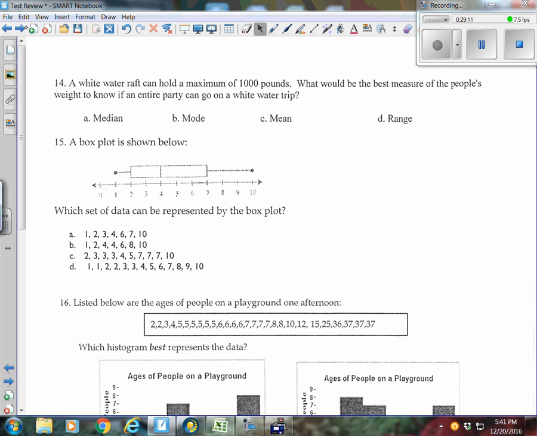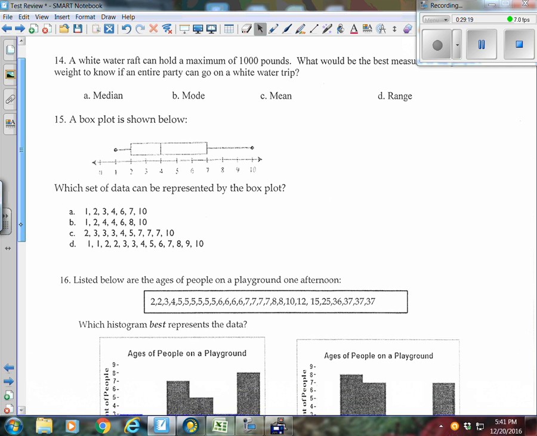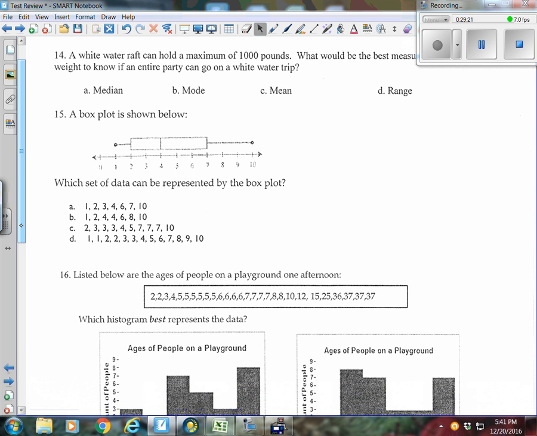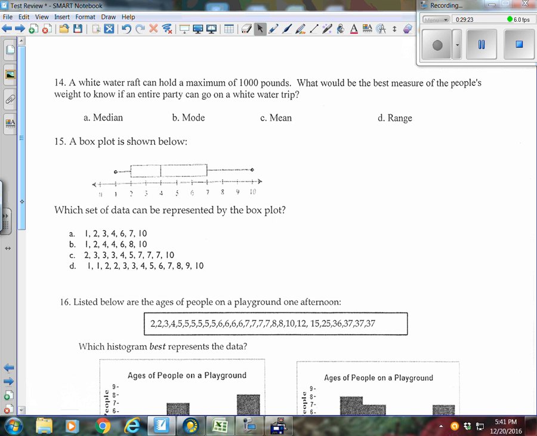All right, keep going. 14. A whitewater raft can only hold 1,000 pounds. What would be the best measure of a people's weight to know if an entire party can go on the whitewater trip? If I was going to estimate and I had people in the raft, the best thing I might do is I'd say, well, we're all about the same size, so let's say we're all about 150 pounds apiece, or we're all 200 pounds apiece.